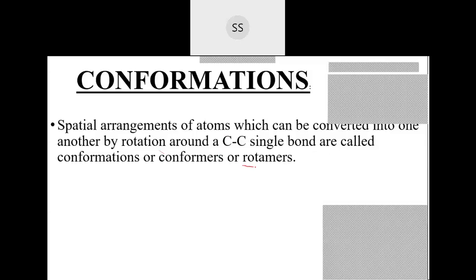There is one more name for them. They are also called rotamers. You can call them conformers or rotamers. I'll repeat: spatial arrangements of atoms which can be converted into one another by rotation around a carbon-carbon single bond are called conformations, or conformers, or rotamers.